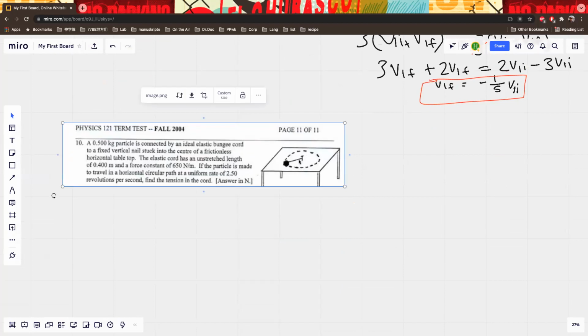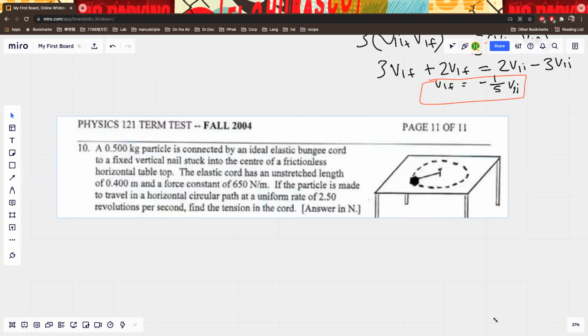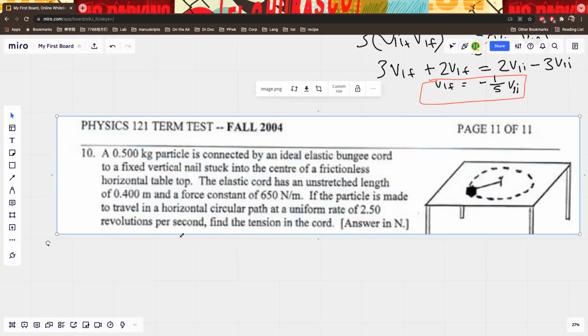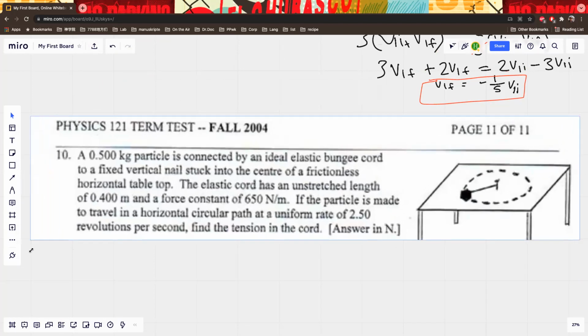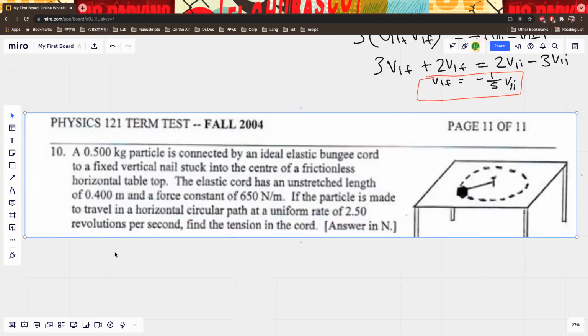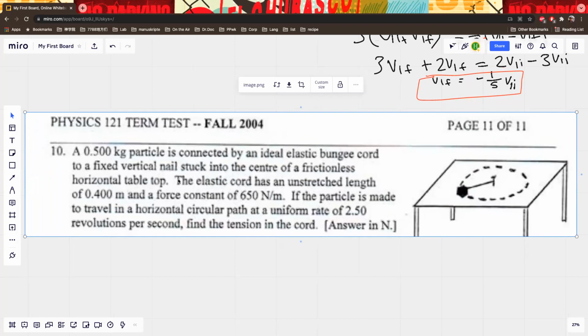So here's a problem from a term test in fall 2004. We have a particle connected by an ideal elastic bungee cord to a fixed vertical nail stuck in the center of a frictionless tabletop. The elastic cord has an unstretched length of 0.4 meters and a force constant, that's the k in the negative kx, of 650 newtons per meter. If the particle is made to travel in a horizontal circular path at a uniform rate of 2.5 revolutions per second, find the tension in the cord.